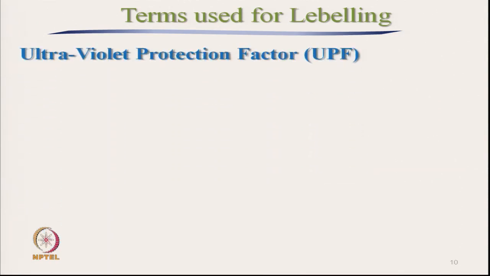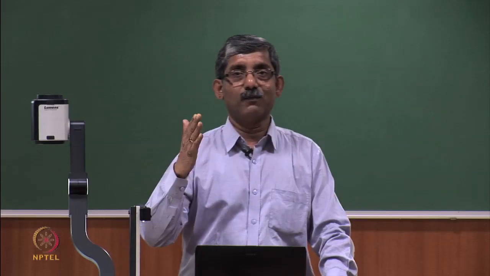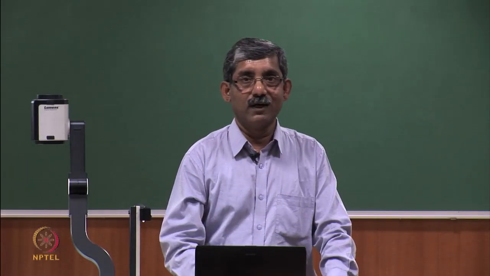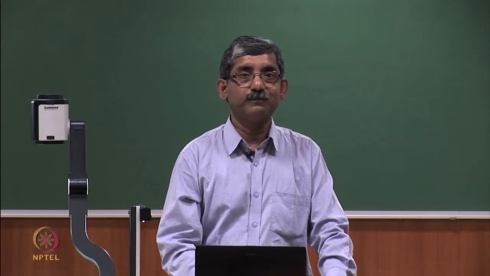So, the terms used for labeling: UPF is a very common term, the ultraviolet protection factor. What is this? It is actually a factor, I will discuss it. It is used to assign the degree of UV radiation protection of fabric. So, higher is the UPF value, higher is the level of protection of fabric. So, for fabric we use the UPF value.